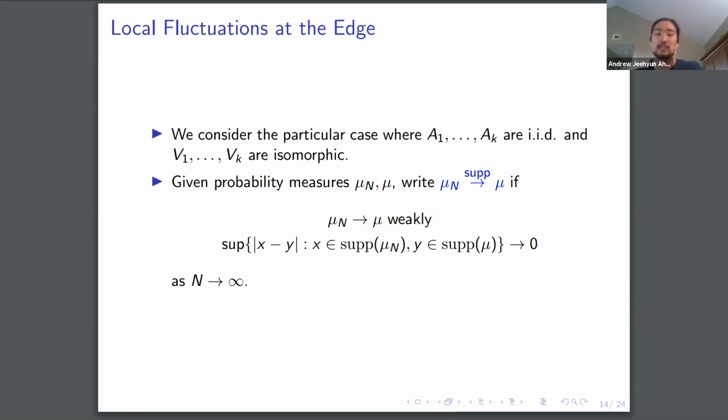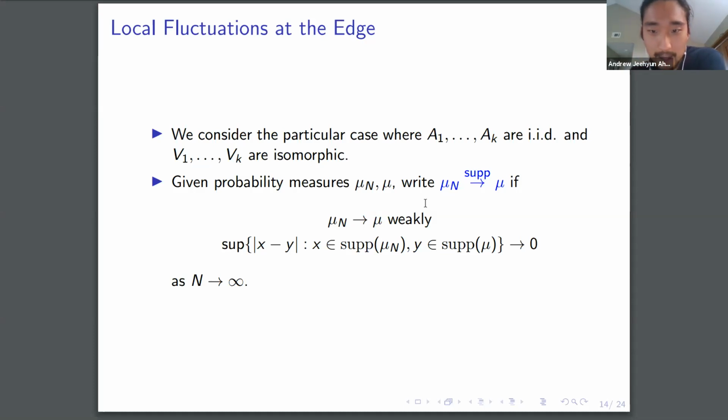Okay, so let me just define quickly a notion of convergence here. We want a notion of convergence that's stronger than just weak convergence. We want to prevent outliers. We want to prevent particles from escaping to infinity or being somewhat pathological at a local level, in a way where that pathology is invisible at the global level.